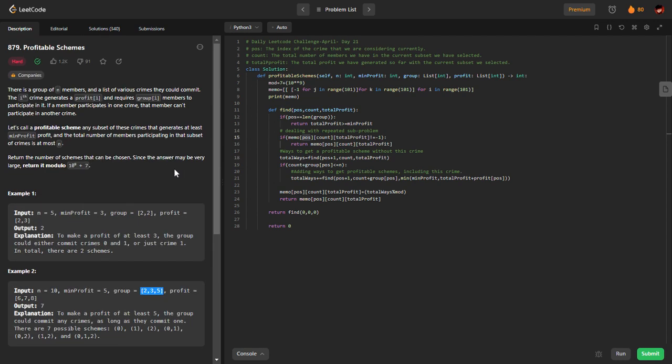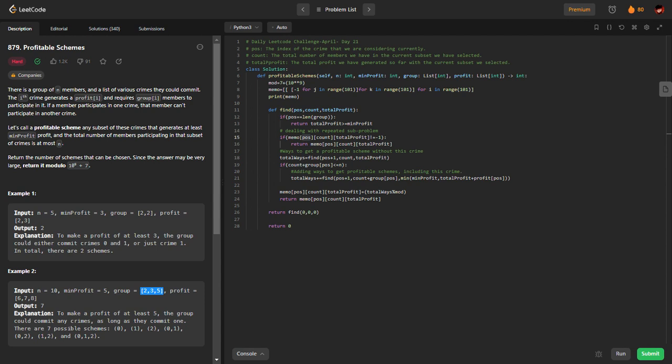This was the tracing of examples 1 and 2. I will just show you how it helps here. That is what we're saying: after considering everything, we might have selected something, we might have not selected something, but when we are at the end of the array, when the position index is the end of it, we check whether the total profit is greater than the minimum profit or not. That is the basic idea.